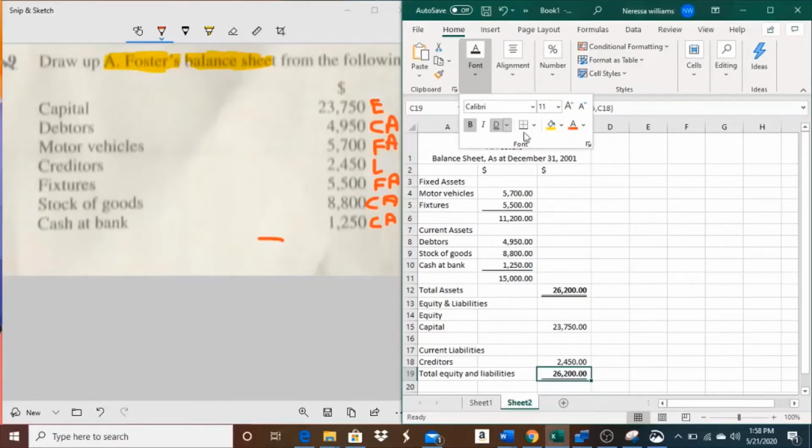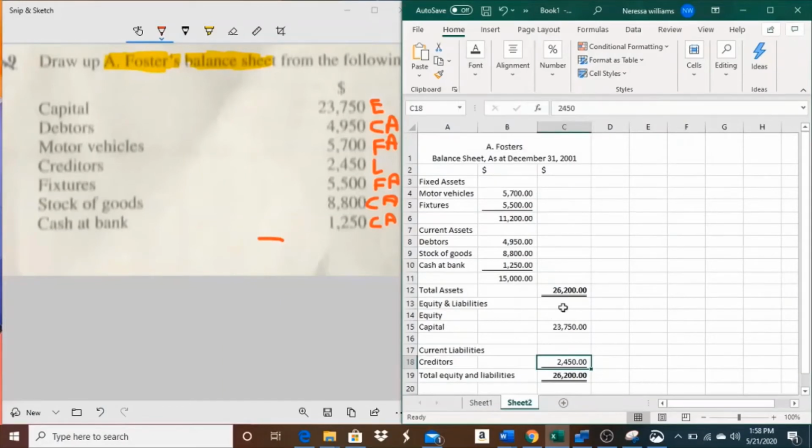Now, as I said, when you're doing your balance sheet, you start with your headings and try to identify the items in the question. What account do they fall under? Are they assets, current liabilities, equity, or liabilities? Knowing that, you will know where to put them in the balance sheet. You know that your total assets must be equal to your total equity and liabilities, so putting them in the right section should allow you to have your balance sheet balanced.